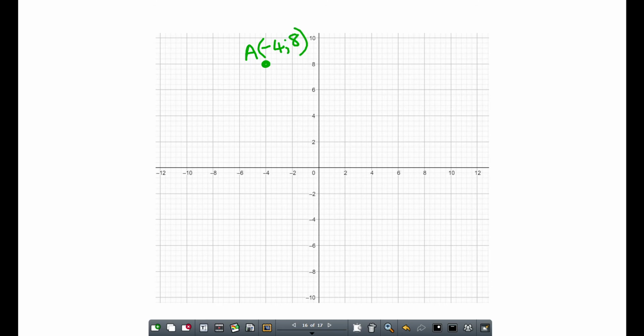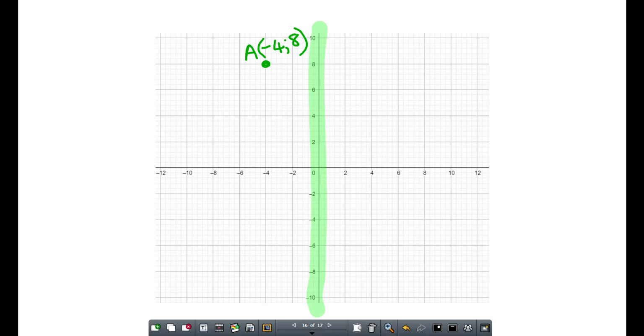Now we are going to reflect that in the vertical axis, meaning the y-axis. Can you see that? Meaning the y-axis is going to be my mirror. Basically, what's happening on that side is now going to happen on this side. If the picture was on that side, then it would reflect to the left or to the right of that y-axis. Does that make sense?